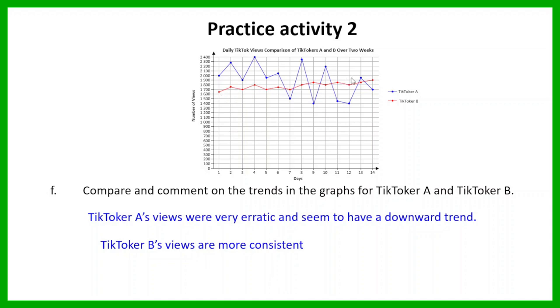And also, if you look at TikToker B's views, you can see that there's a general upward trend. Okay, it's gradual. It's not a very rapid upward trend, but it is an upward trend. So if we were to take this and make predictions for the future based on this data, we would be able to say that probably TikToker B would continue to improve and continue to grow, whereas TikToker A may improve, but at the moment, it looks like they are going down in terms of their views. So you can use the data that you can see in this graph to make predictions for the future. Okay, and that is how we work with broken line graphs.